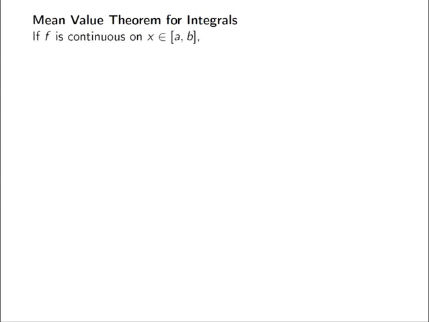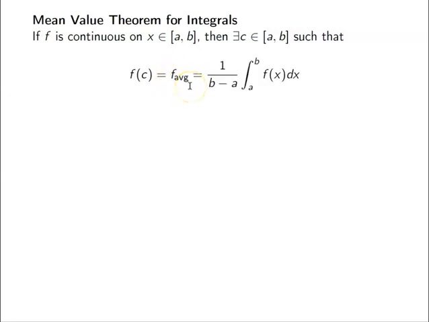Okay, so for integrals, the conditions are: if f is continuous on a closed interval from a to b, then there exists some value inside of that interval such that if I plug that value into my function, it will equal the average value of my function. So very similar to what we have for the mean value theorem for differentiation. However, this is for integrals, so it's slightly different because we have a different function here.